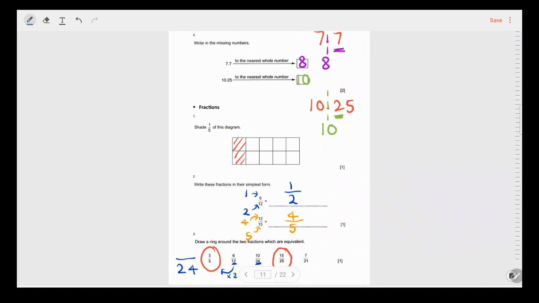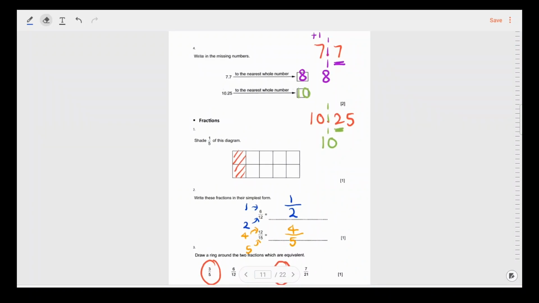Whatever we do to the denominator, we need to do to the numerator. So 6 times 2 is 12. And here we have 12 over 24, which is not the same as 10 over 24, which means that these are not equivalent. So this is how you would answer this question. You would look around and try and figure out which two fractions are equivalent.